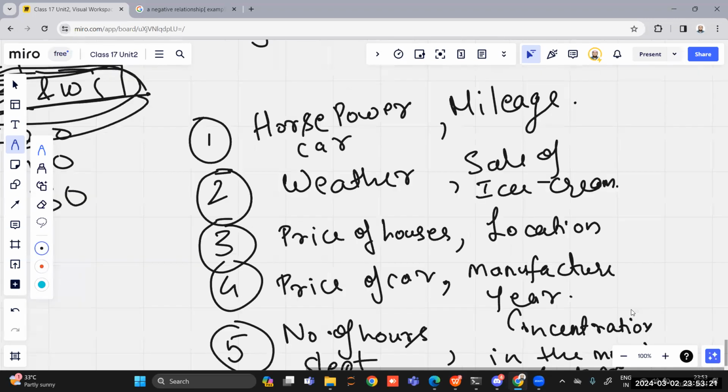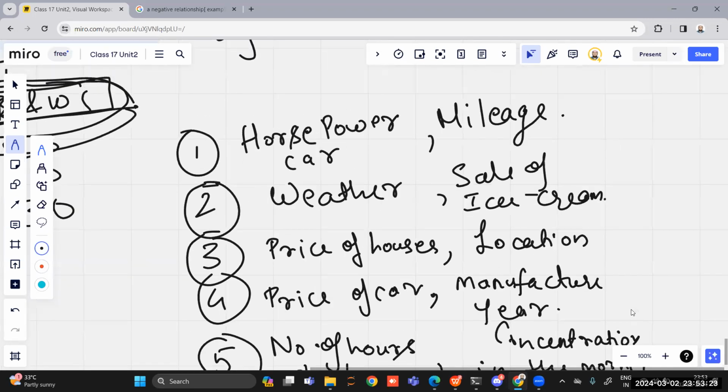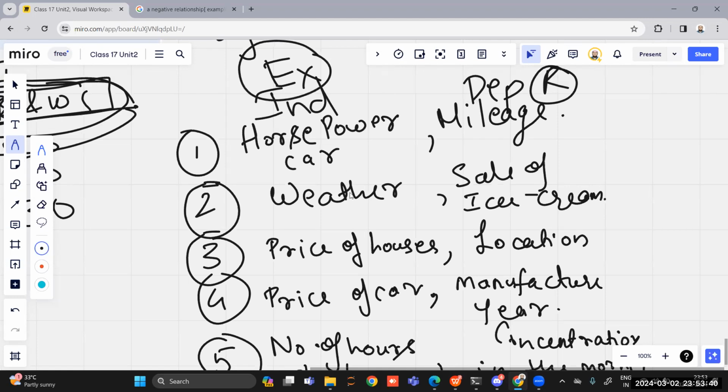Okay, come on, tell me in the first case. The horsepower of the car is the independent variable, and the mileage is the dependent variable. Correct. So independent variable is also known as explanatory, and the dependent variable is response. You can tell me in independent and dependent form. Next, what is independent and what is dependent? Weather is explanatory and sales of ice cream is response.